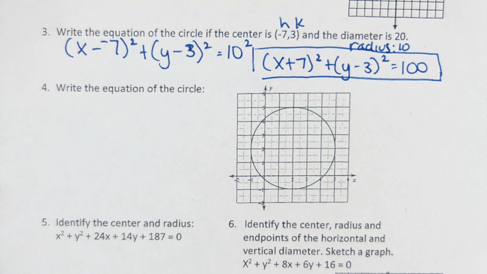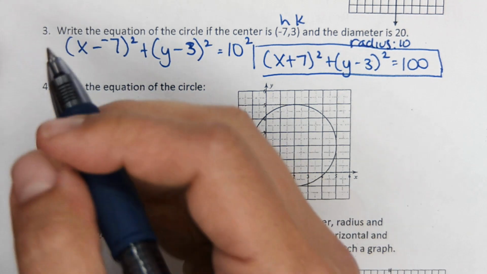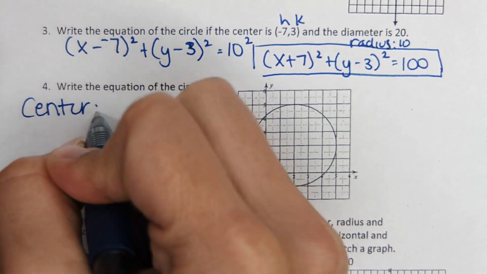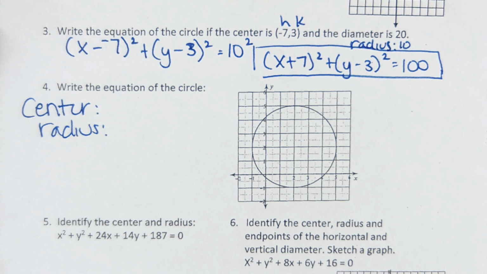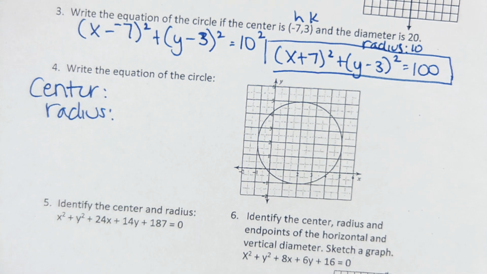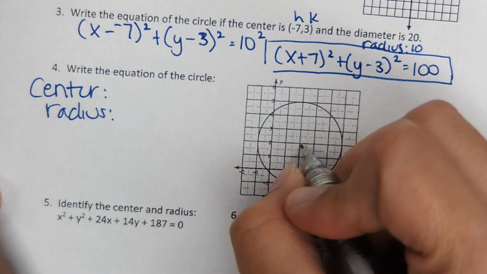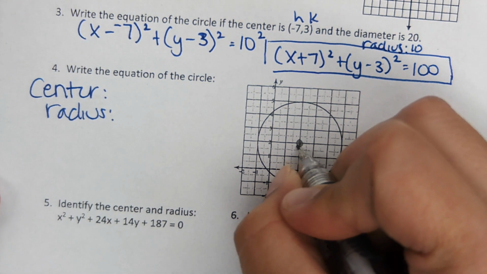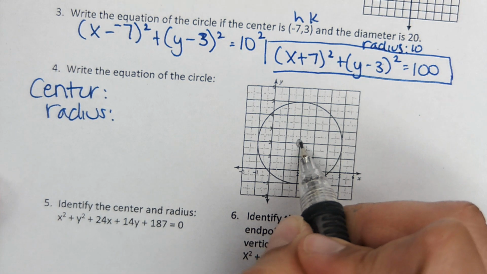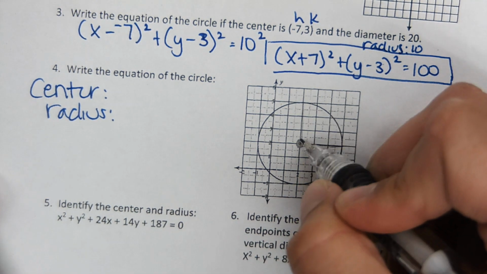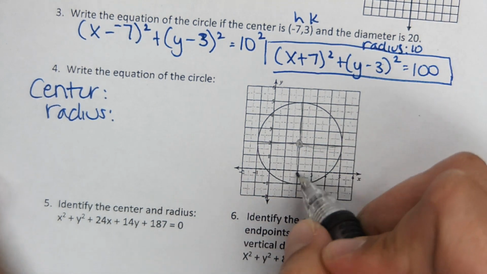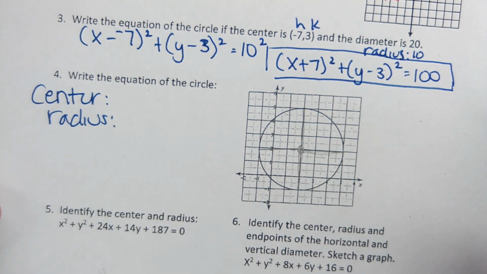Number 4, write the equation of this circle. So in order to write the equation of a circle, we need the center and the radius. So we're going to find the center. Sometimes it can take some guess and checking. So center right here. Looks like it's right here. And then once I identify what I think is the center, I would just check it. Like it should be the same number of units in all directions. So there's 3 units this way, 3 units this way, 3 units this way, 3 units this way. So that's got to be the center.